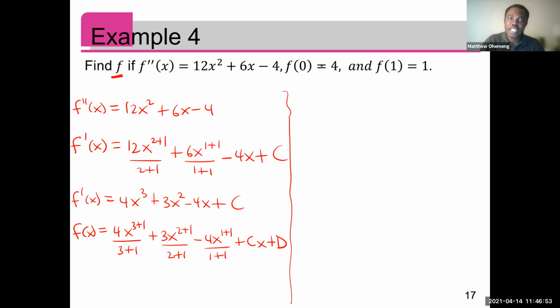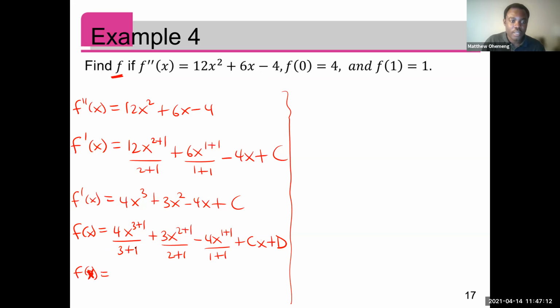But the question has given me some initial conditions. So I can use those initial conditions to solve for the specific c and d. So I try f of 0. F of 0 will be what? Well, let me simplify this first. Here I can erase.